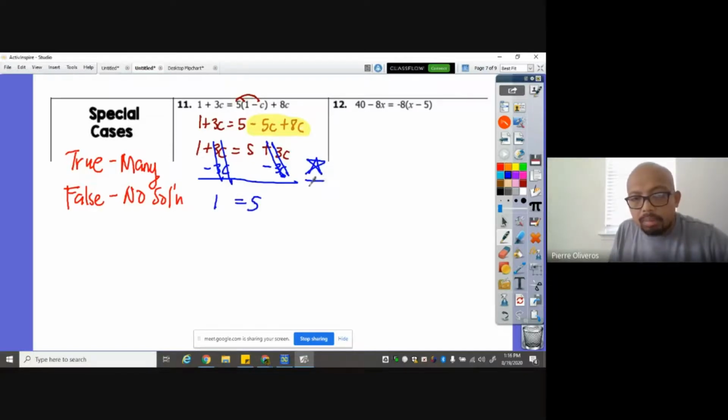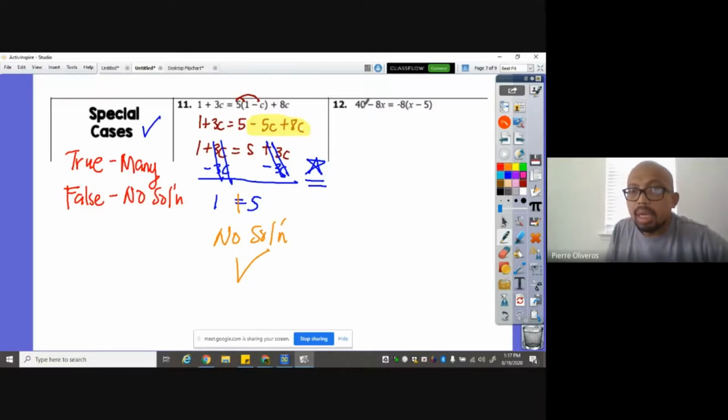You should be alarmed if there's no more variable. It is most likely going to be a special case. But I will always double check my work before I go there. Since I know that what we have been doing is correct, and what I have left is 1 equals 5, is 1 equals 5? No, it's a false statement. They're not equal. So since they're not equal, and I cannot solve the equation anymore, the answer here is no solution. Kaboom.